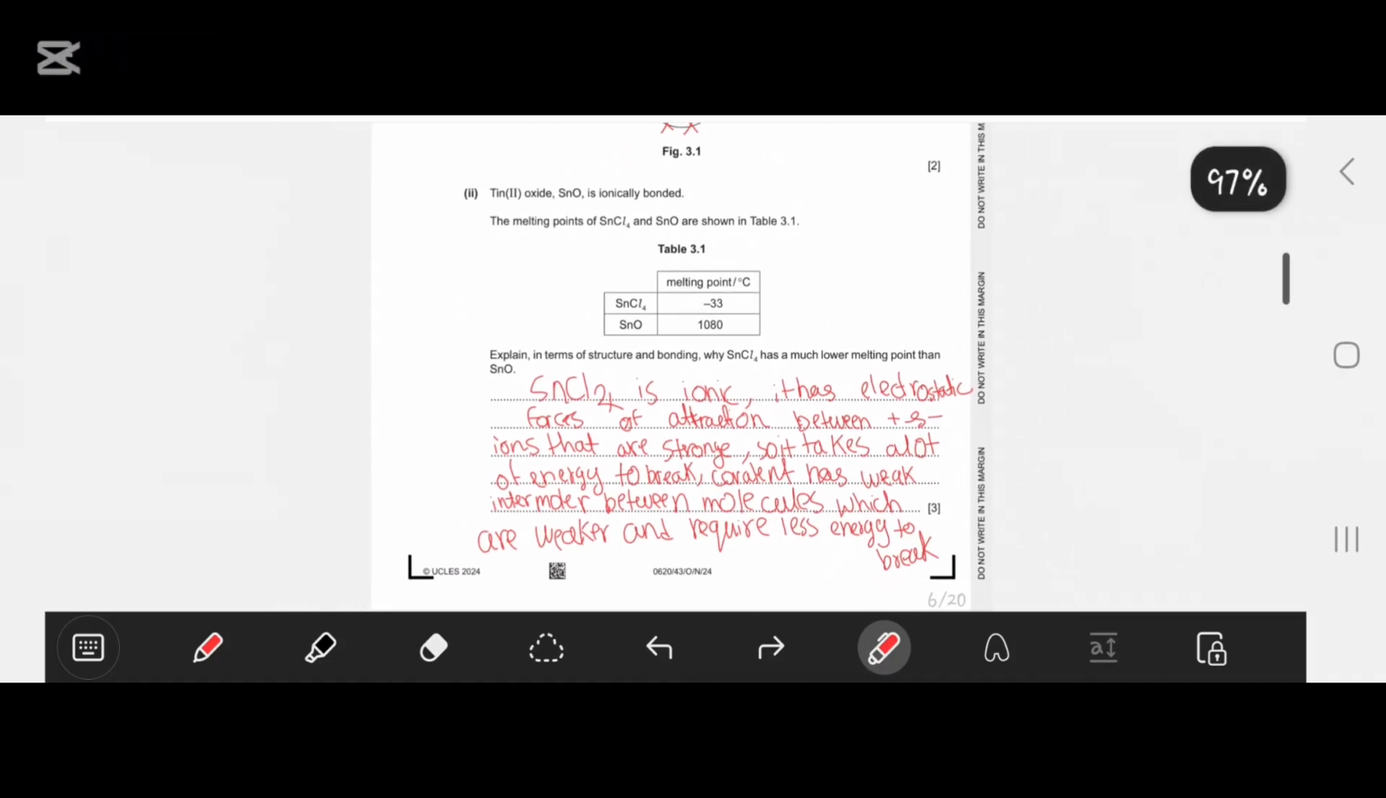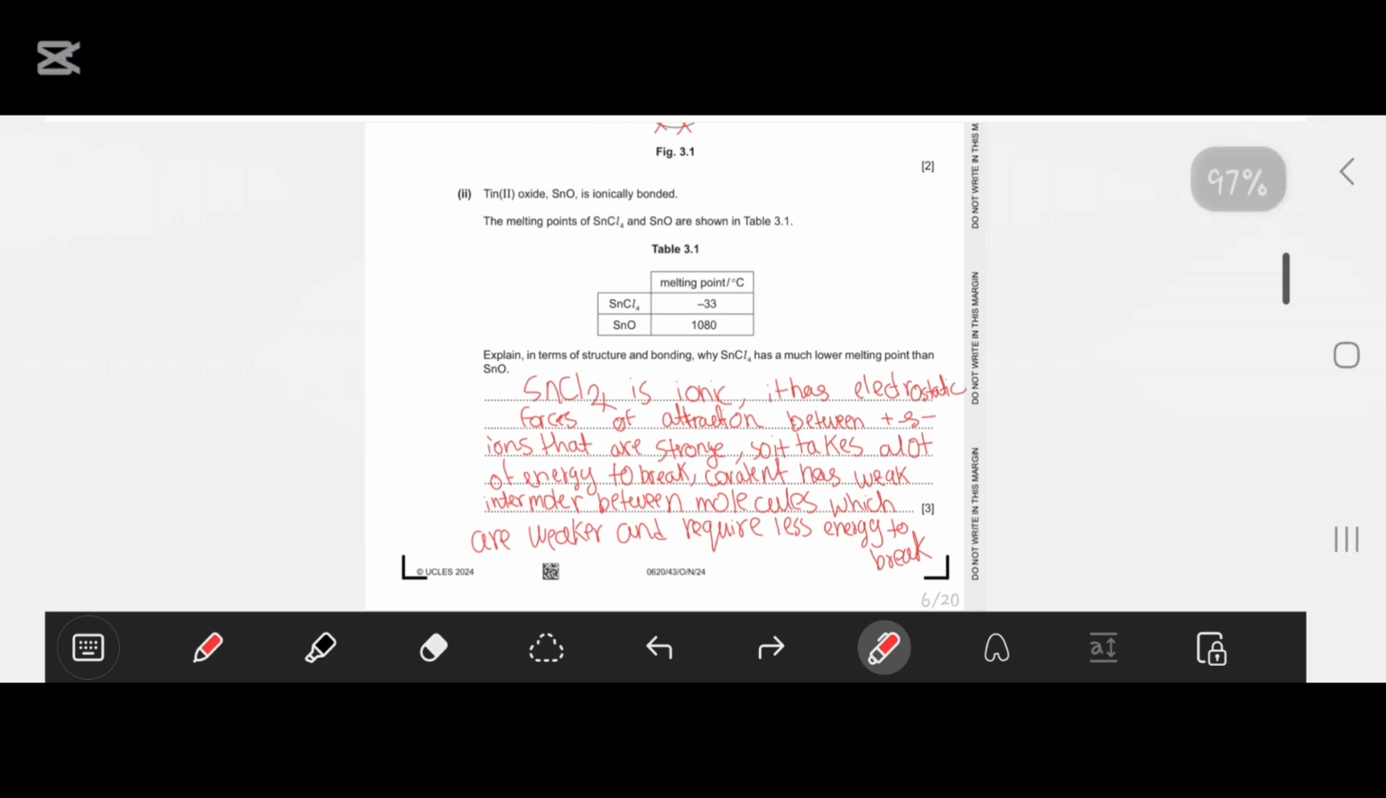We got down here to a question about bonding. The melting points of tin chloride and tin oxide are shown.